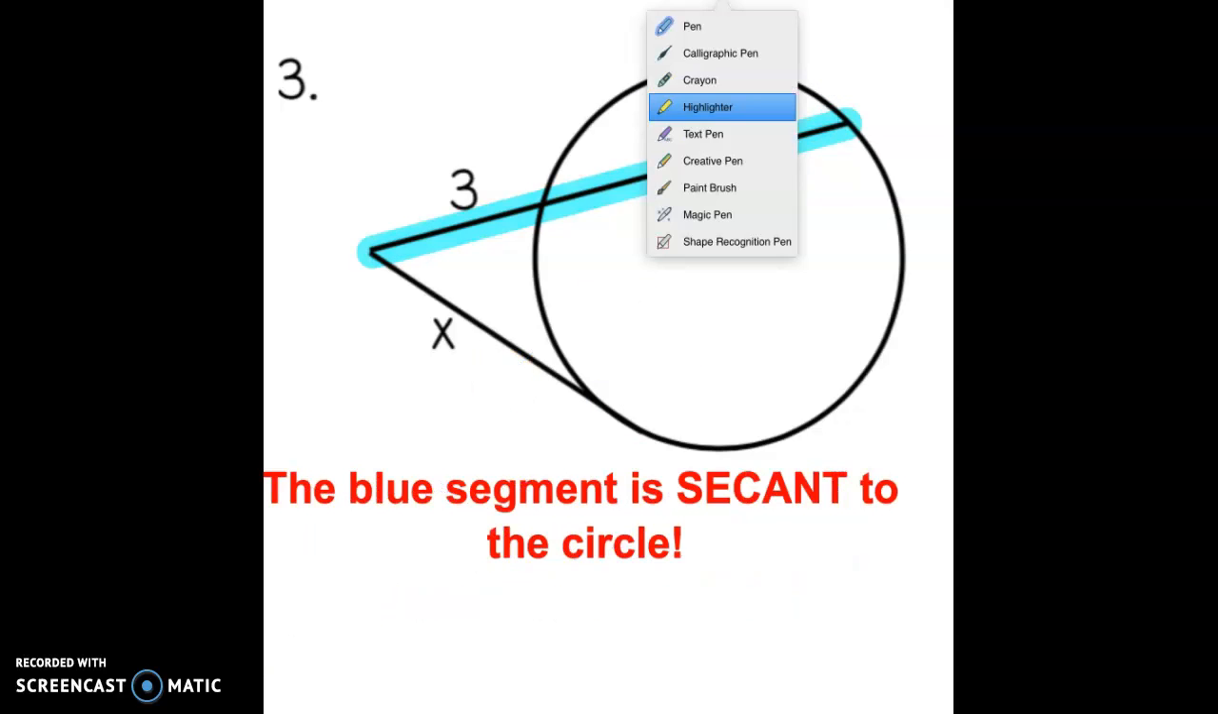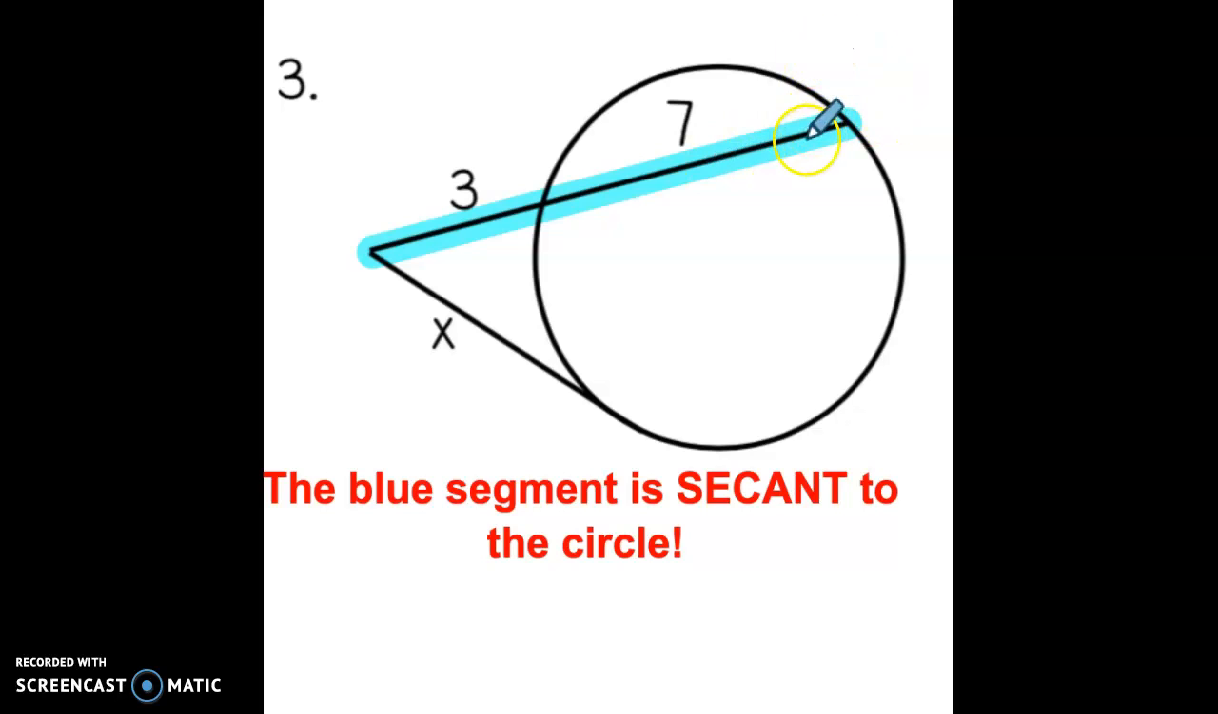The blue segment is secant to the circle. So hopefully that's what you picked in the question right there. Let's look at why. It is secant to the circle because it crosses through or touches the circle 2 times. Where those 2 smiley faces are, those are the 2 places that the secant touches the circle.